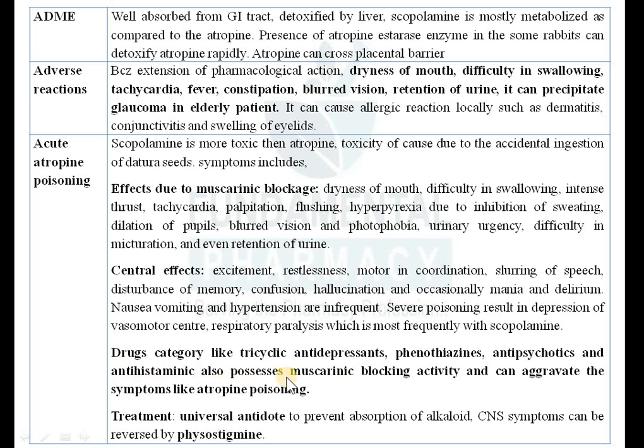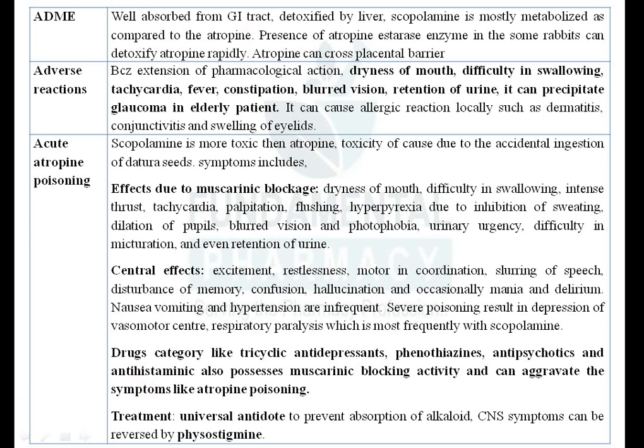Now drug categories like tricyclic antidepressants, phenothiazine antipsychotics and antihistaminics also possess some antimuscarinic activity. So these kinds of drugs, antidepressants, antipsychotics, phenothiazines, antihistaminic drugs, also have a little antimuscarinic activity. That's why they can aggravate the symptoms of atropine poisoning, means they can increase the symptoms of atropine poisoning. Now what is the treatment for atropine poisoning?